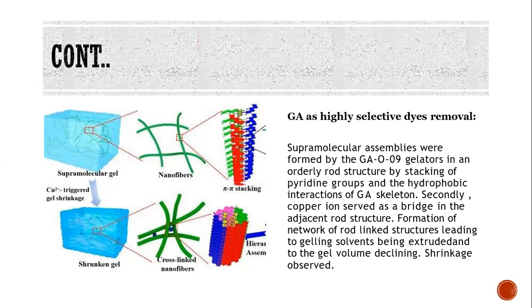A network of rod-like structures forms, leading to gelling, with solvents being absorbed, and the gel volume declining and shrinking. As we have seen in the figure, the supramolecular structure is made up of nanofibers from pi-pi stacking of GA09 chelators. The copper ions present in the pi-pi stacking produce rod-like structures, which produce cross-linked nanofibers, and hence the shrunken gel is produced and shrinkage is observed.